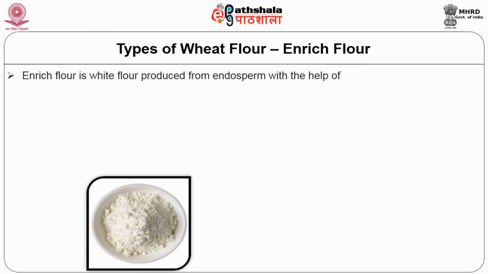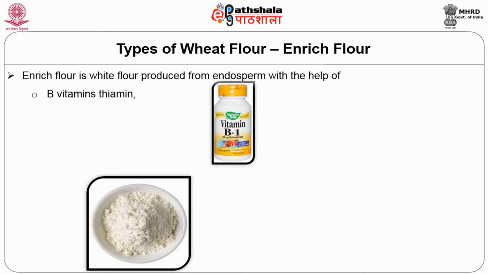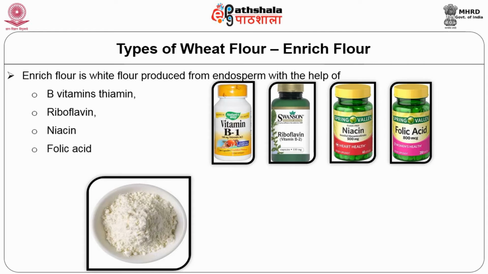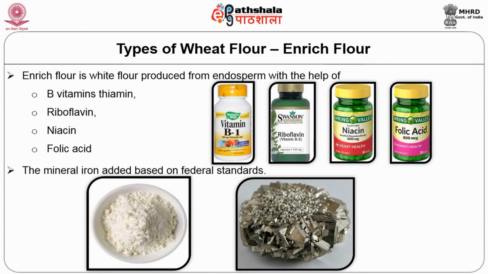Enriched flour. This is a white flour produced from just the endosperm with the B vitamins like thiamine, riboflavin, niacin and folic acid, and the mineral iron added based on the federal standards.